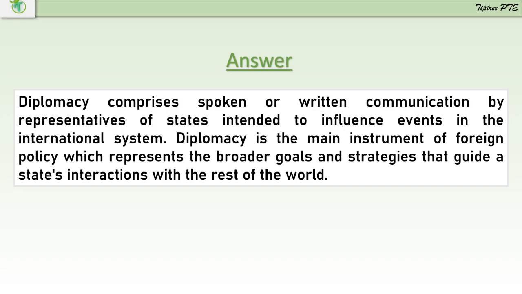Diplomacy comprises spoken or written communication by representatives of states intended to influence events in the international system. Diplomacy is the main instrument of foreign policy, which represents the broader goals and strategies that guide a state's interactions with the rest of the world.